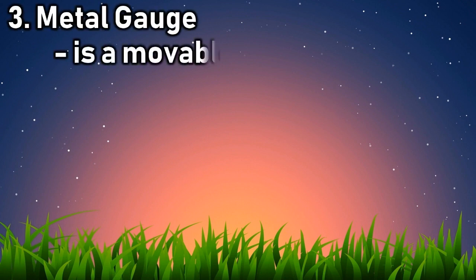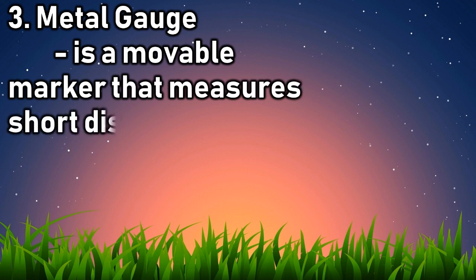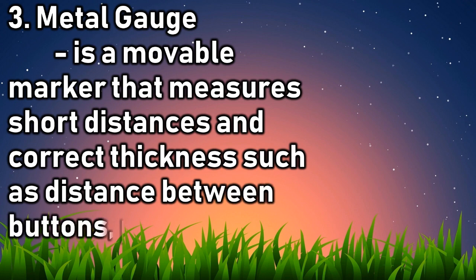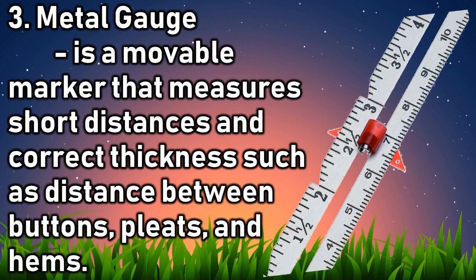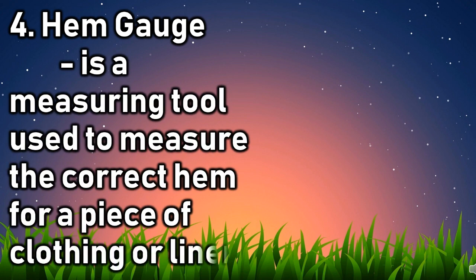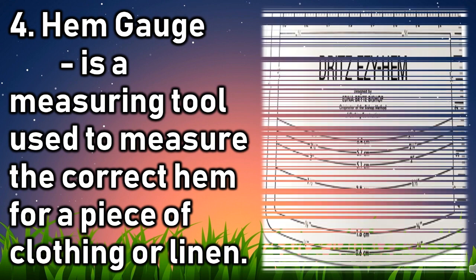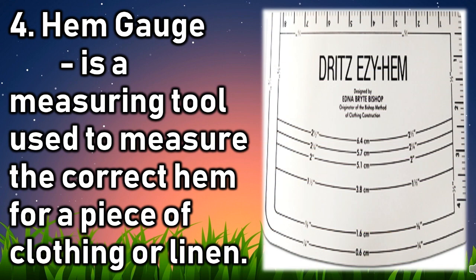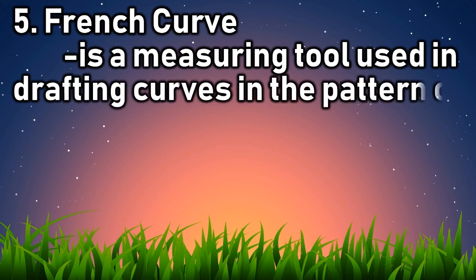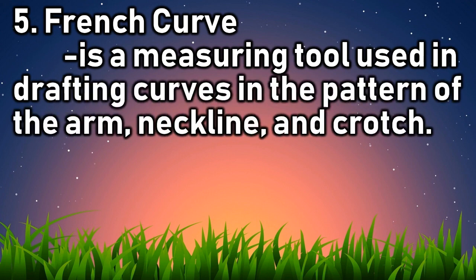Three, sliding gauge is a movable marker that measures short distances and correct thickness, such as distance between buttons, pleats, and hems. Four, hem gauge is a measuring tool used to measure the correct hem for a piece of clothing or linen. Five, French curve is a measuring tool used in drafting curves in the pattern of the arm, neckline, and crotch.